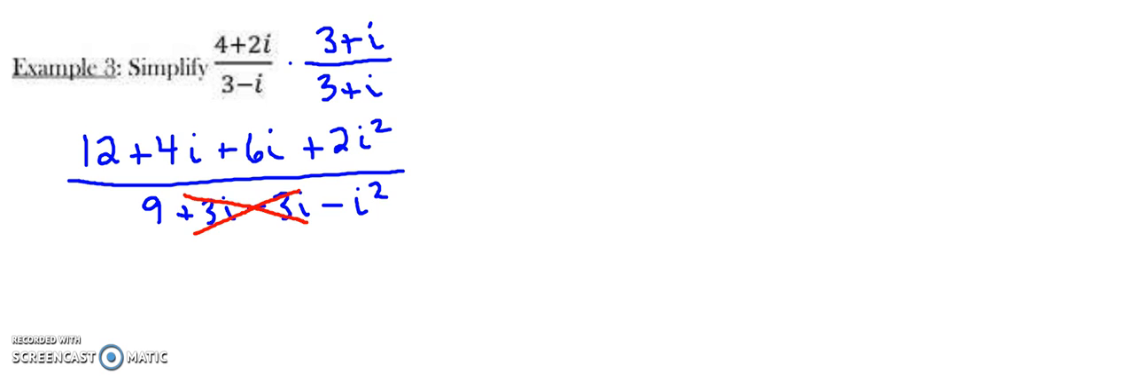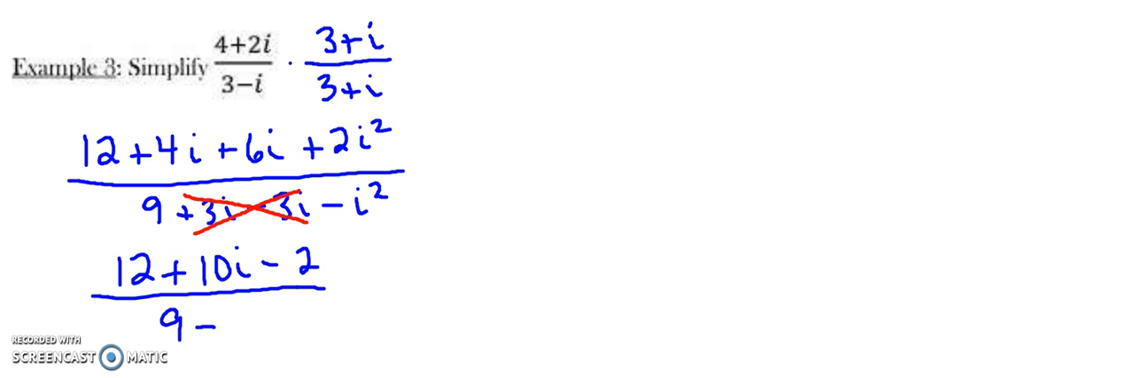Now we want to simplify. I'm going to replace my i squareds with negative 1s, and I'm going to combine my like terms that are there. So I've got 12, 4i plus 6i becomes 10i, and 2i squared becomes negative 2, since i squared is negative 1. And in the denominator, I've got 9 minus negative 1.